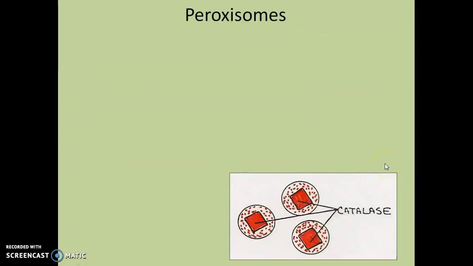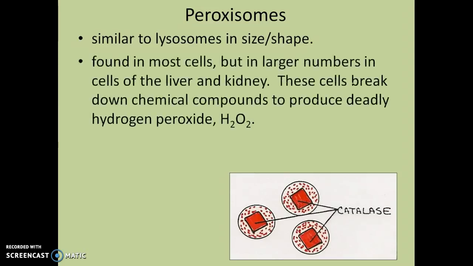All right, the next one, peroxisomes. Peroxisomes are yet another cell organelle. They act very much like a lysosome, except they work with something very specific. They work with hydrogen peroxide. So a peroxisome breaks down hydrogen peroxide. They are found in most cells, but in larger amounts in the cells of the liver and the kidney. And the reason for this is that your liver and kidney produce hydrogen peroxide.